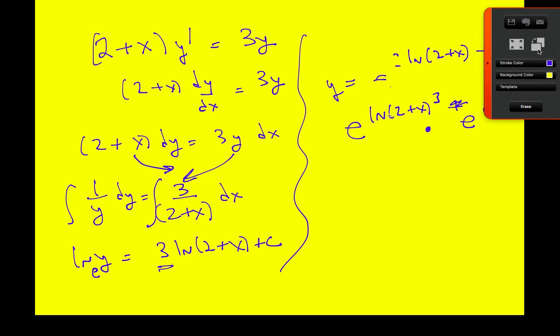Now that we have an e and an ln together, I can turn this to y equals c times 2 plus x cubed.